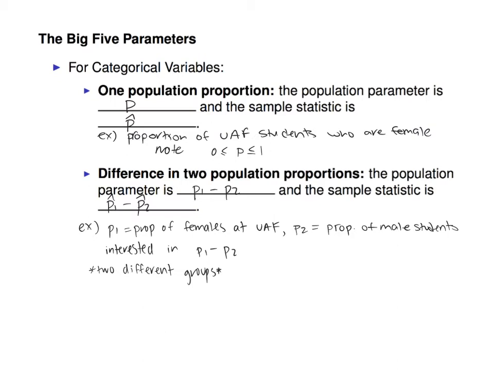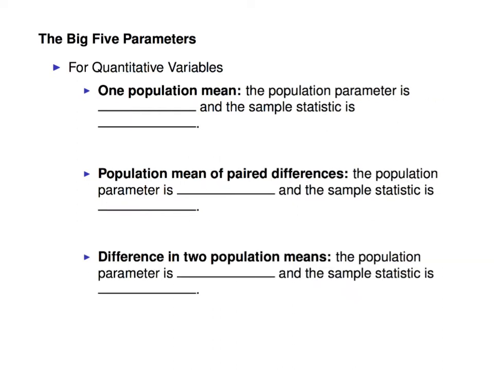So both of these are for categorical variables. Next, for quantitative variables, we have 3 situations. One, population mean. In this case, the population parameter is represented by mu, that's the true value of the mean, and the sample statistic is x bar.